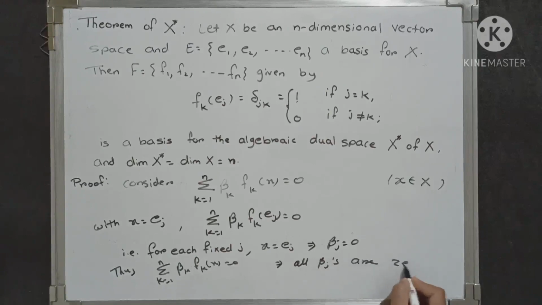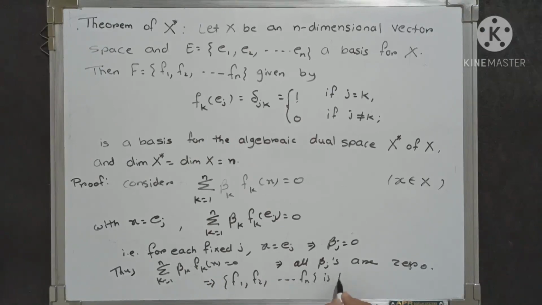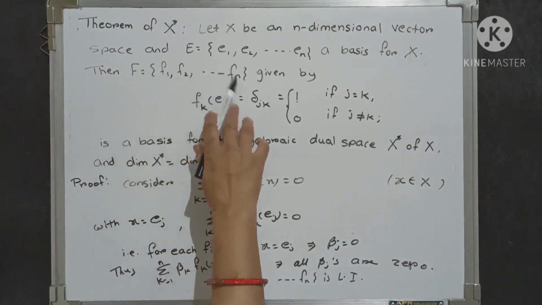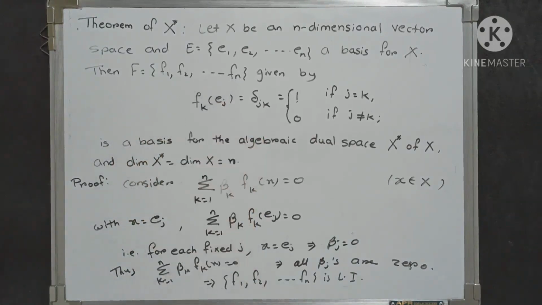And as all beta j's are 0, it implies that the set containing the elements F1, F2 up to Fn is linearly independent, and hence we prove the first condition for the basis, that the set F containing F1, F2 up to Fn is a linearly independent set of vectors.